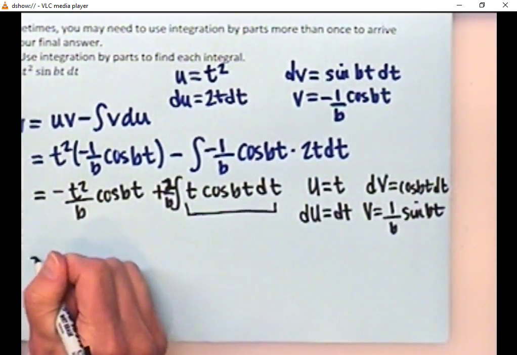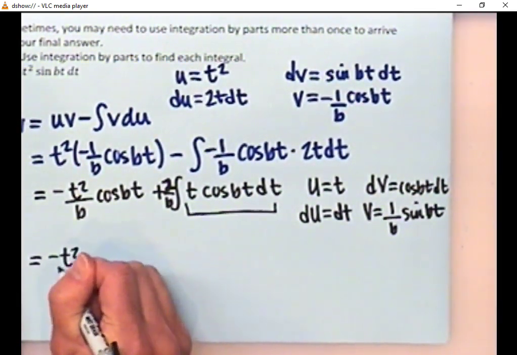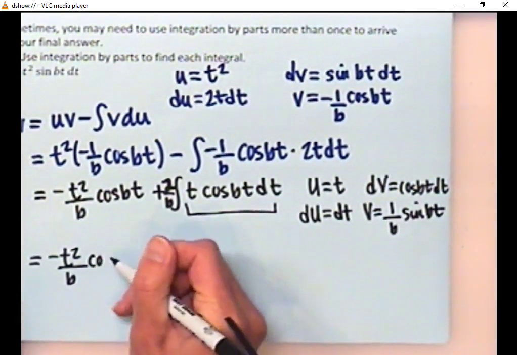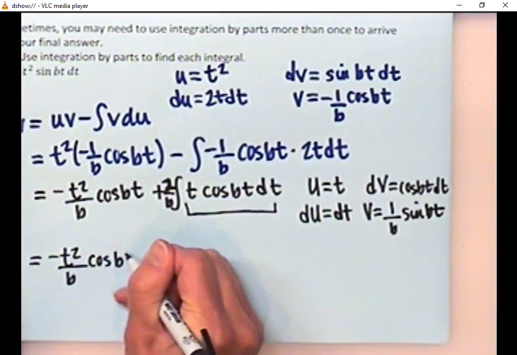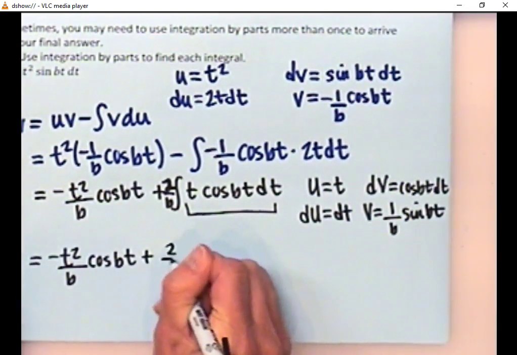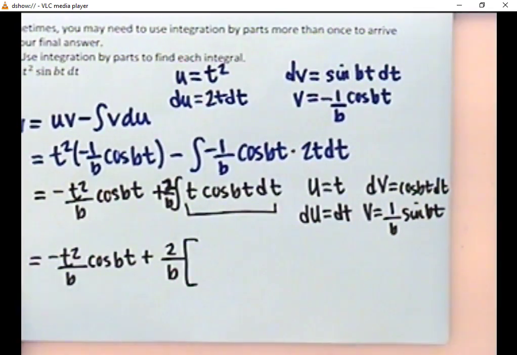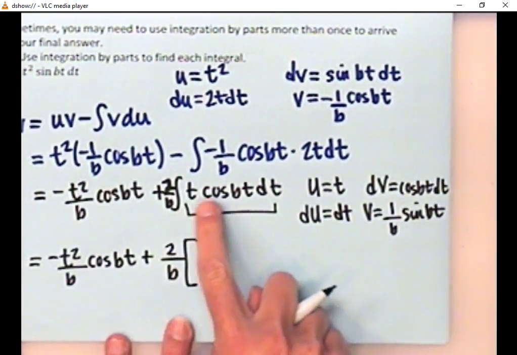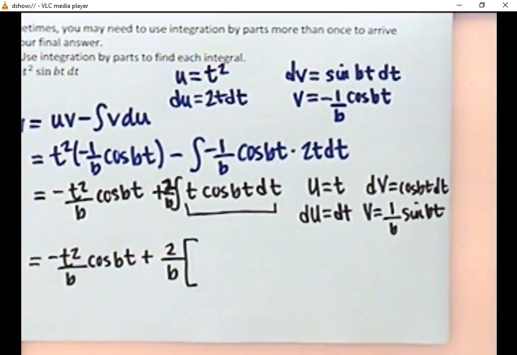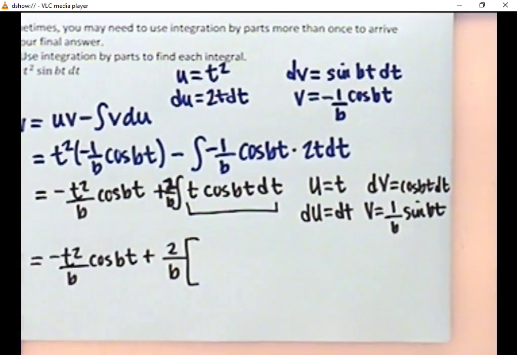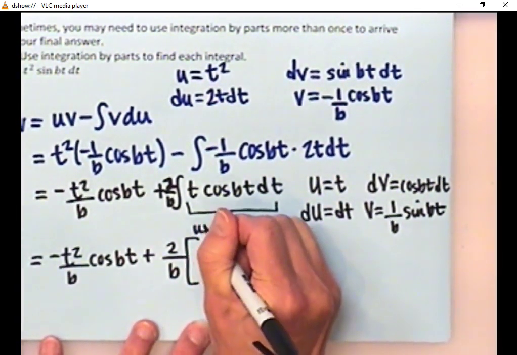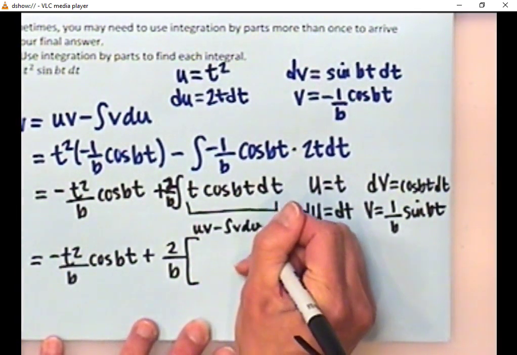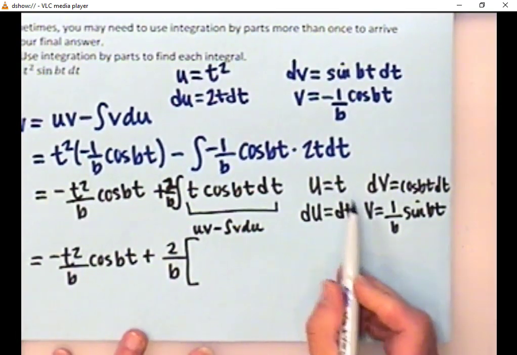Okay, so don't forget, you have to drag this first part along, the negative t squared over b cosine of bt. And don't forget, you also have a 2 over b in front of this whole thing. You could leave it inside and make it part of your u's and v's, but I just put it on the outside, so make sure you don't forget to put that in the front. So remember, we're still following the same formula, uv minus the integral of v du. So that's what I'm going to put in here.